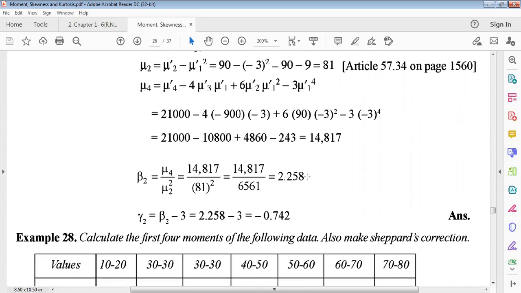So we get only 2.258. This is actually less than 3. So you must know, if beta 2 is less than 3, then it will be what?